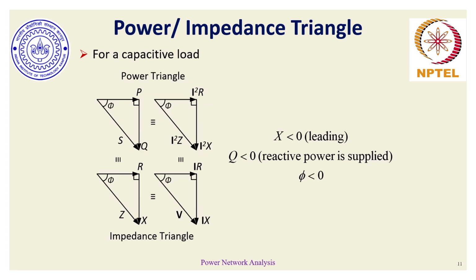Similar power diagrams or impedance triangles can also be drawn for capacitive loads, the only difference here being that the current would lead the corresponding voltage across this R and C element, where X is equal to 1 by omega C.